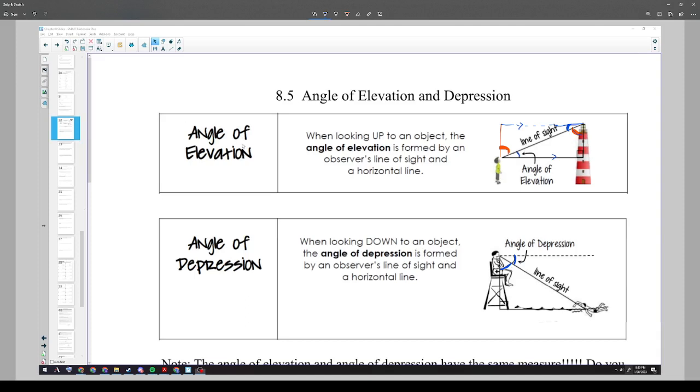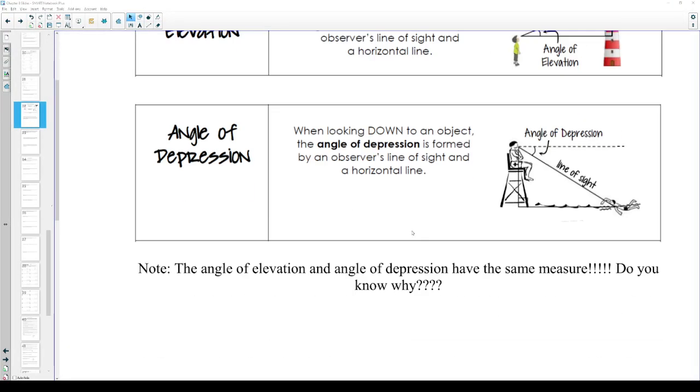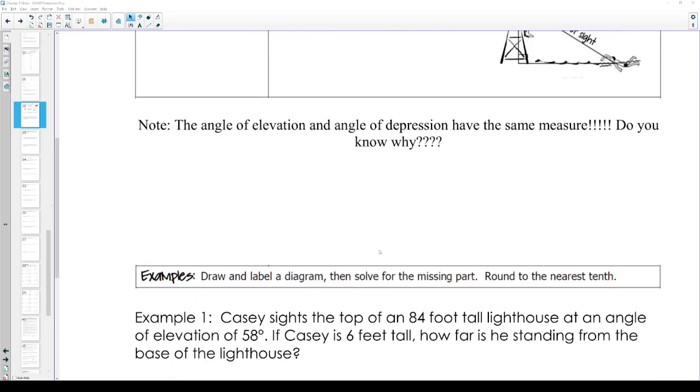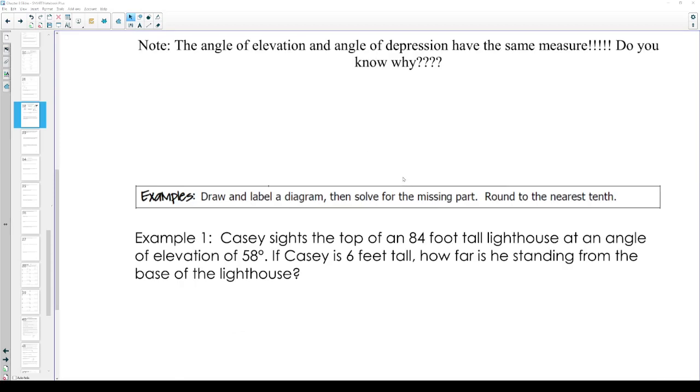So it's basically the angle that your head would go through if you always looked straight ahead and you wanted to look up or down. Kind of like in a video game where you use the right stick to tilt your head up and down, then you're forming that angle of elevation or depression, but it's always relative to your neutral gaze looking straight ahead. Okay, so yes, we know why they are the same measure. They're alternate interior angles. That's pretty simple.